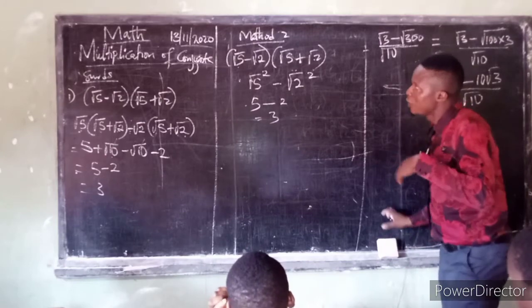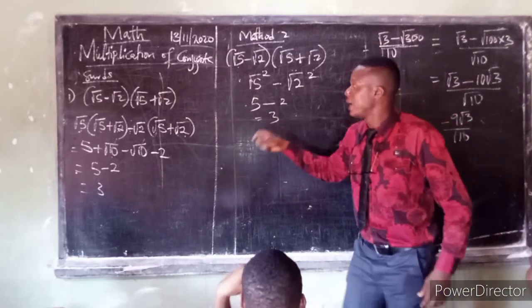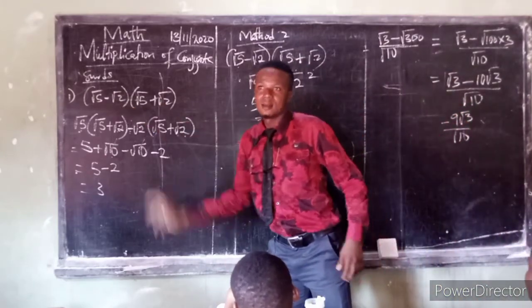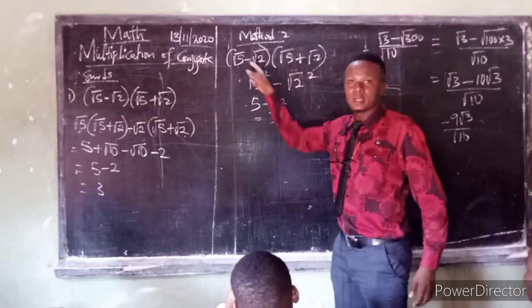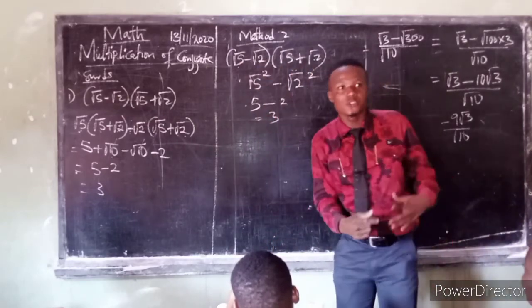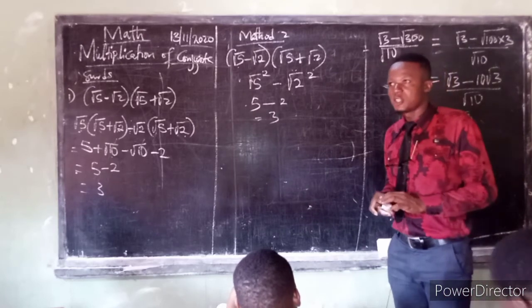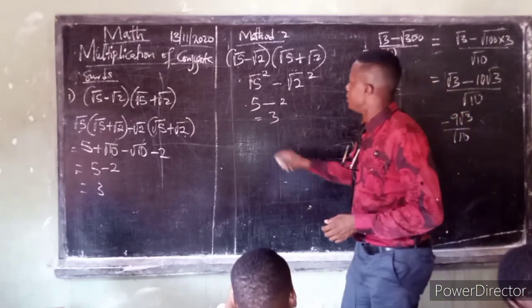Let me warn again. You can only use this method when they are conjugates of each other. Yes. Because somebody will raise to power of 2, raise to power of 2. I did not say so. Example 2.